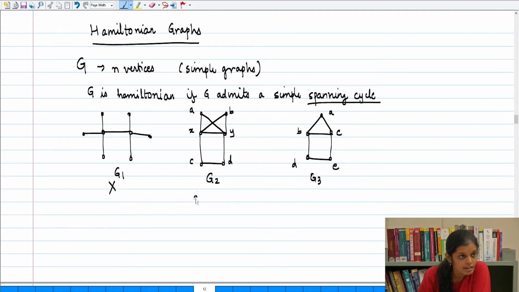Okay, A. Slightly louder. Okay, A, Y, D, B, X, C, D. Is this right? It should end at A again. It's not a cycle. So this is not a Hamiltonian cycle. Any other cycle that somebody can suggest?